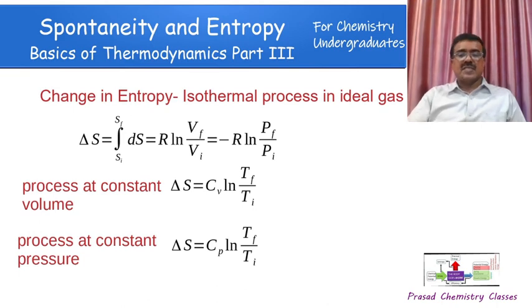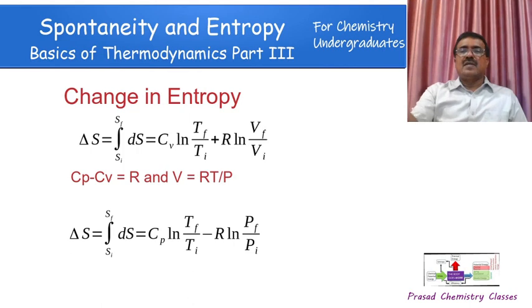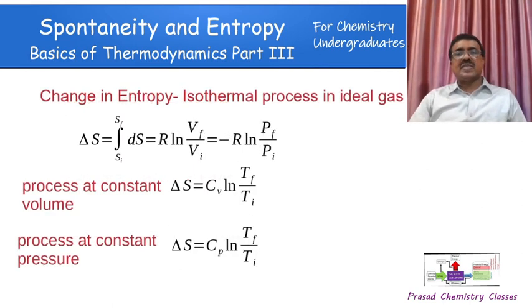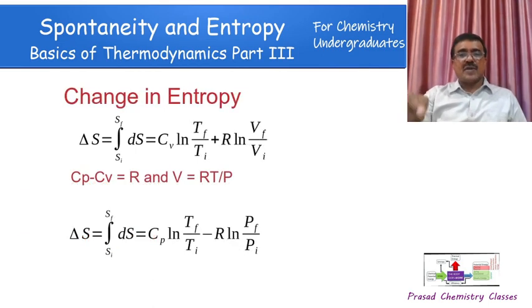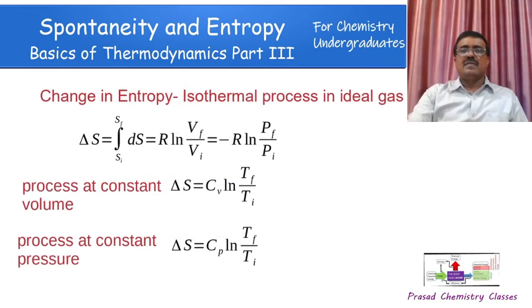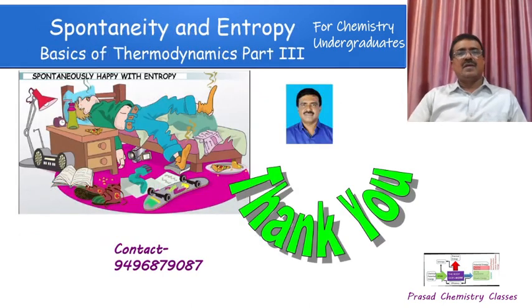Constant volume processes, what happens? The second term in the Cv equation vanishes because log 1 is equal to 0. So what we will get? Delta S is equal to Cv log Tf by Ti. If it is a constant pressure process, you can take the expression in terms of Cp and the second term vanishes there. Then we get delta S is equal to Cp log Tf by Ti. Okay, that's about the mathematical equations involved for change in entropy.